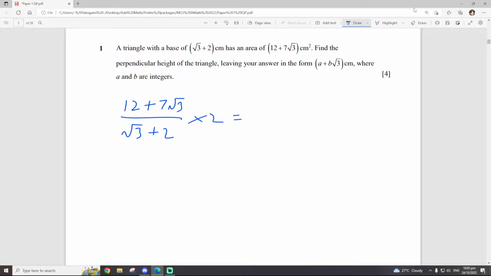So I will write this as 12 plus 7 root 3. You need to multiply the conjugate surd at the bottom, so you'll write 2 minus root 3. And then at the bottom, you multiply the conjugate surds together, you'll get 2 plus root 3 times 2 minus root 3, so you actually just get 1.